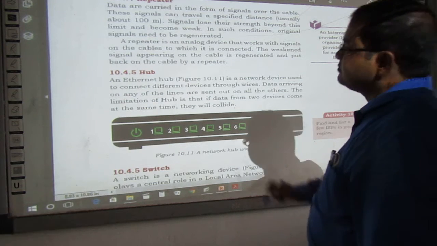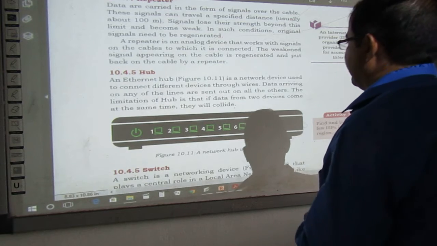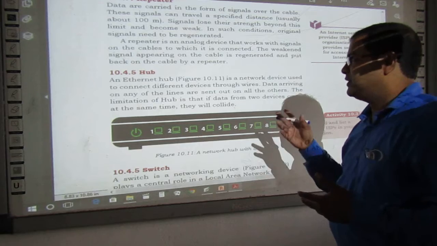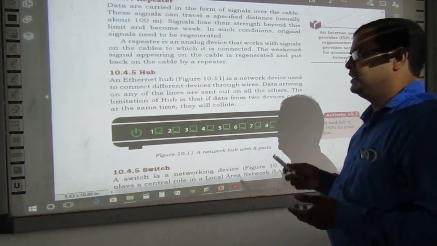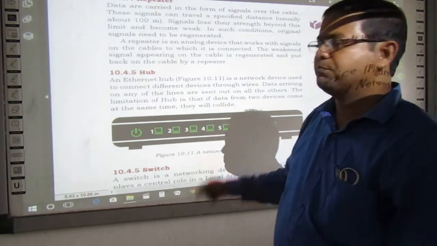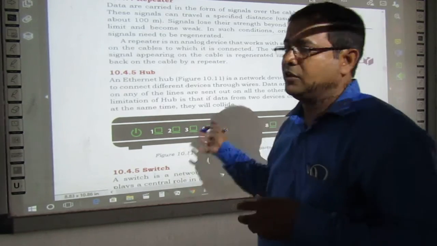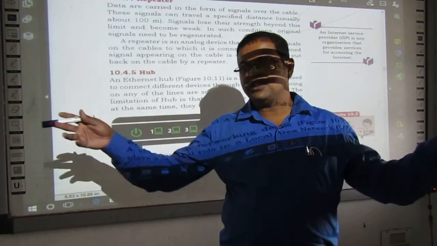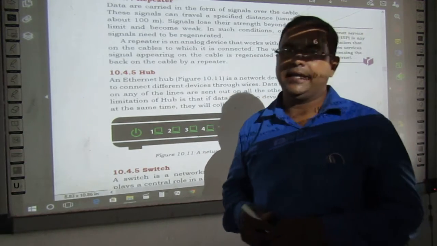Then the hub. An Ethernet hub is a network device used to connect different devices with wires. Data running on any of the lines is sent out on all the others. The problem with the hub is that if data from two devices comes at the same time, they will collide. Since a hub works in a two-way process, whenever signals come from two different sides in one direction, the data will collide.